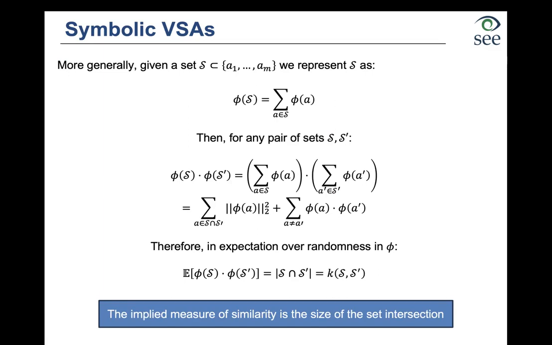And if you do a little bit of simple algebra, you can show that if you look at the dot product between the embeddings of two different sets, what it's really telling us is the size of their intersection. So the implied measure of similarity when we look at dot products in HD space is the size of the set intersection. And that's a reasonable thing to do given two encodings of sets.